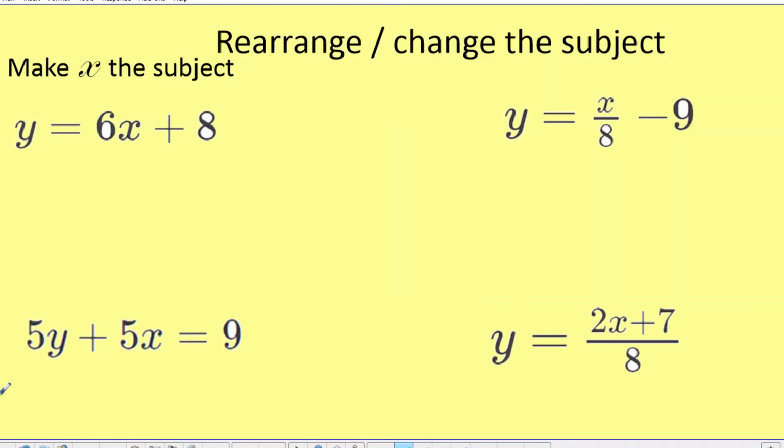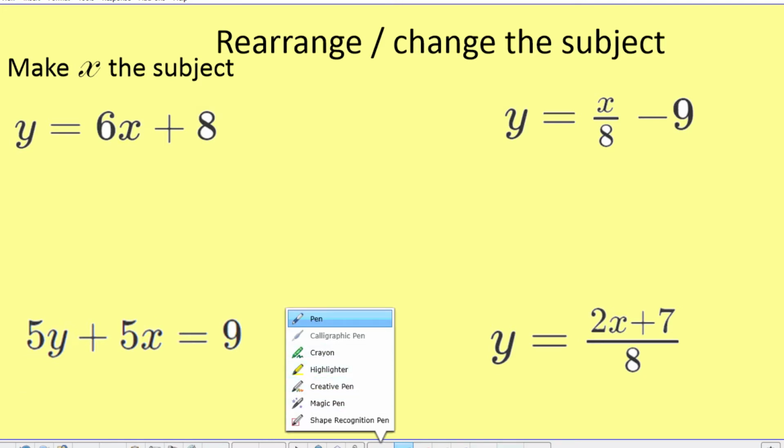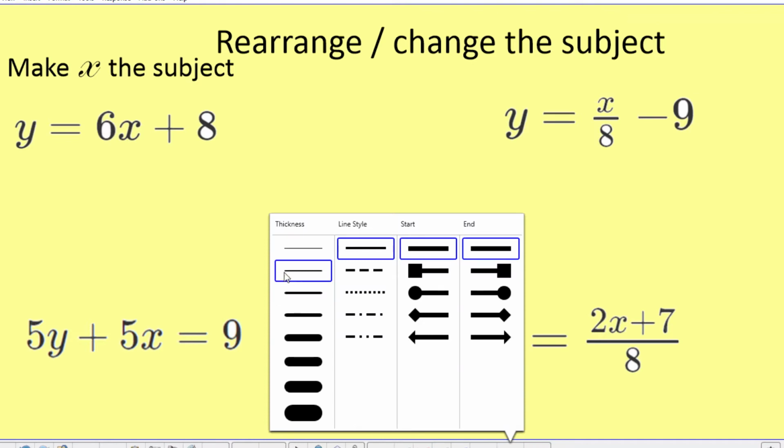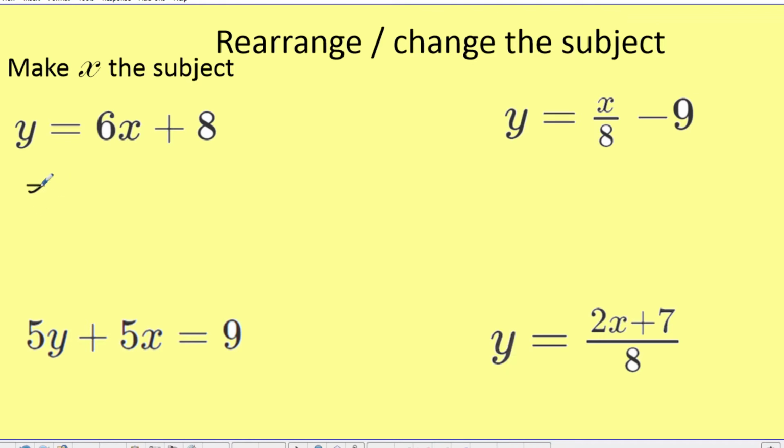Okay, rearranging and changing the subject. Make X the subject. So my method for this is the same method that I use for solving an equation, which is the X arrow. And if you want to have a look at the video, I will put a link in the description about the best way to solve an equation. And it's this method, the X arrow method.